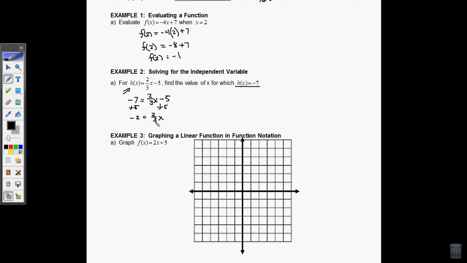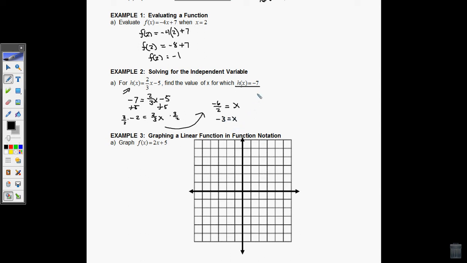And then how do I divide a fraction away from this x value? I multiply by its reciprocal, which means both sides are going to get multiplied by 3 over 2. That means on the left side here, I get negative 6 over 2 equals x. And negative 6 over 2 is negative 3.